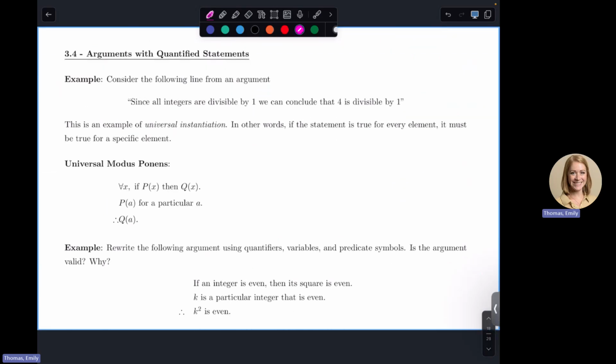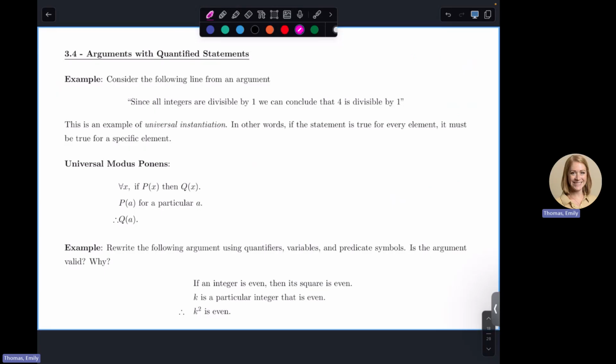Okay, 3.4. These are now arguments with those kinds of statements. We're building up to the point where we can finally write a proof, okay? So, here is a line from an argument. Since all integers are divisible by 1, we can conclude that 4 is divisible by 1. This is an example of universal instantiation, which is if you say it's true for all elements, then you can say it's true for a specific element.